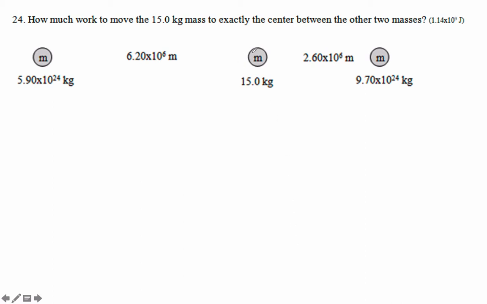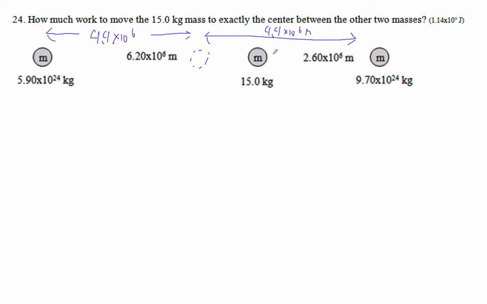Okay, so what we're going to do is move this guy to here. And when we move it to the center, it's going to be 4.4 times 10 to the 6th meters from this guy, and 4.4 times 10 to the 6th meters from the other. You've got to figure that out, that you would be there.